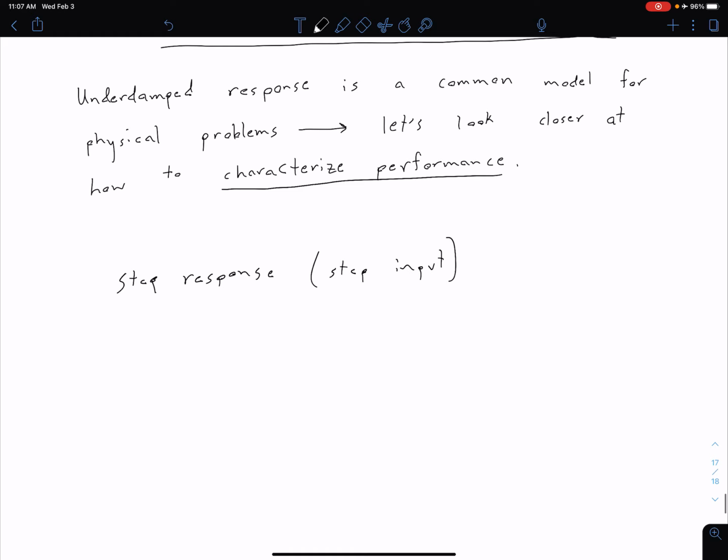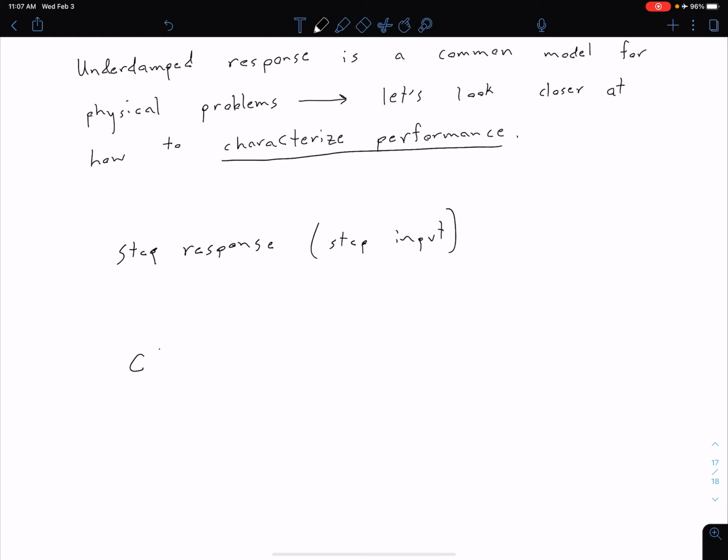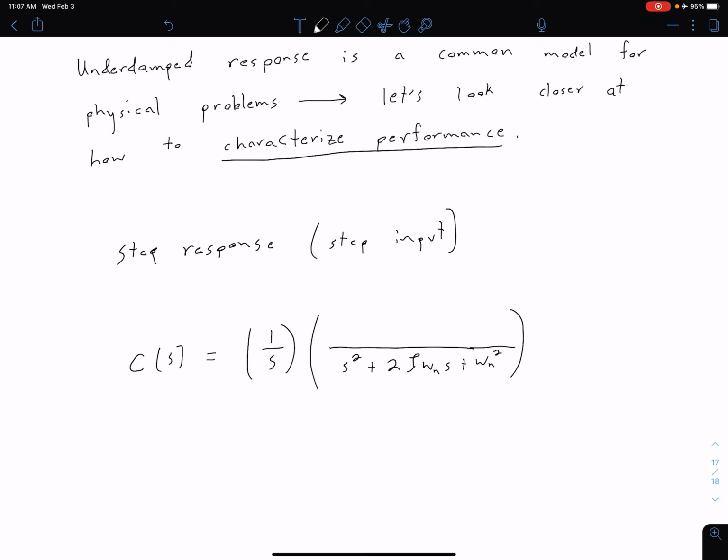For an underdamped network, which is what we're considering, we would then have in our frequency domain, C of S, which is our output, equal to our input. From our unit step, we get 1 over S multiplied by our transfer function. As we developed in previous videos, in the denominator we have S squared plus 2 zeta omega n S plus omega n squared, and in the numerator we have omega n squared. This is for our unity gain system. Because we're considering our underdamped response, we can set some limits on our damping ratio zeta: it is between 0 and 1.